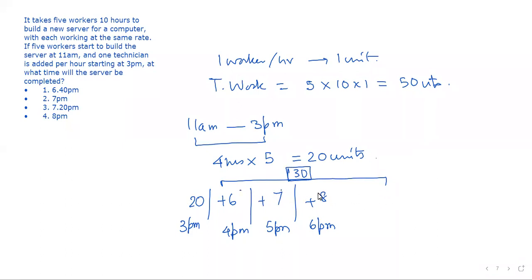So 6 plus 7 is 13 plus 8 is 21 and next will be plus 9 and you have reached 30. So by the end of 7 p.m., at the end of 7 p.m., you would be over with the work. So answer is option 2.